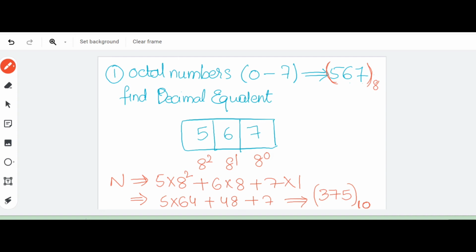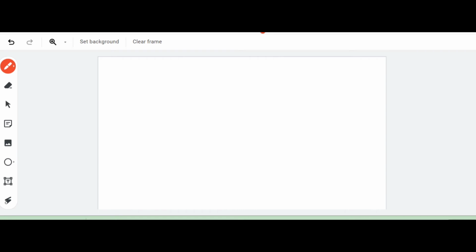Now we can go a bit advanced. Let me take another example for you: 4271.635, whole to the base 8. Sorry, it is base 8 here. Now let me write this.